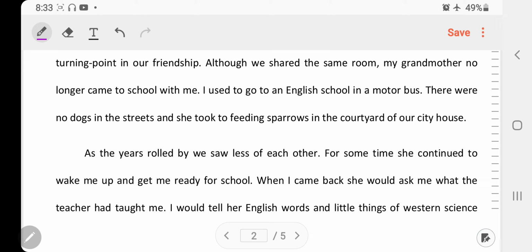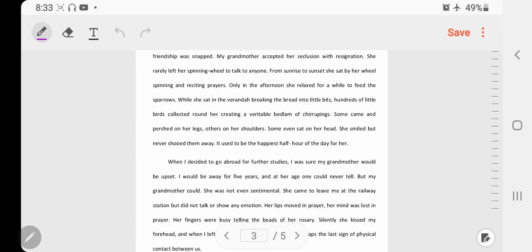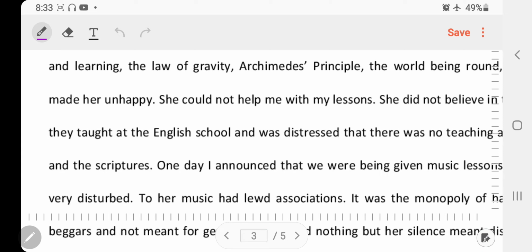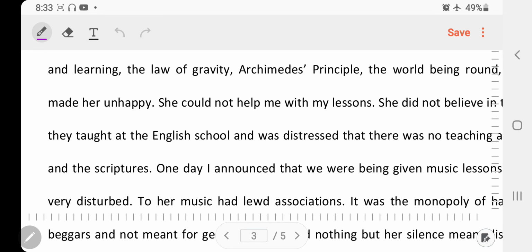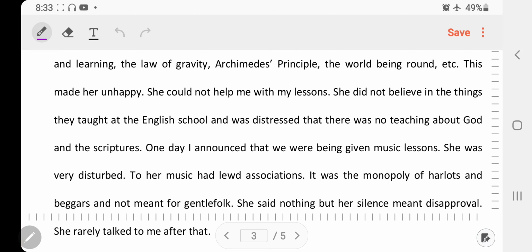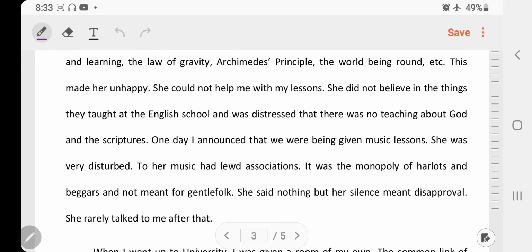English words. The writer used to tell Dadima that the teacher made him learn English words, the little things of Western science. And such learning: the law of gravity, Archimedes' principle, the world being round, etc.